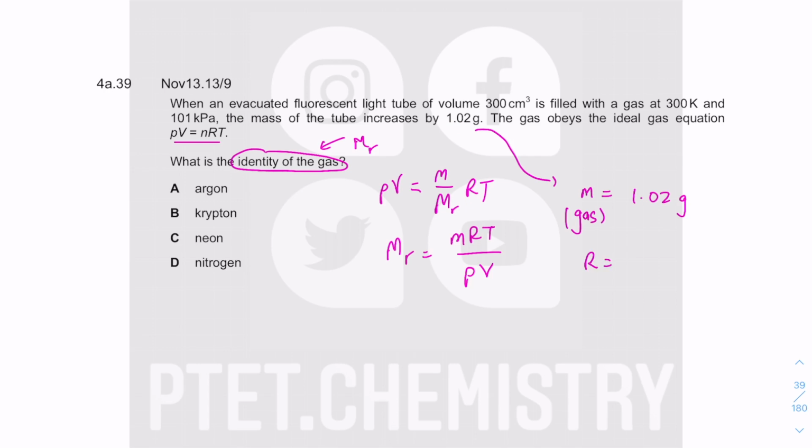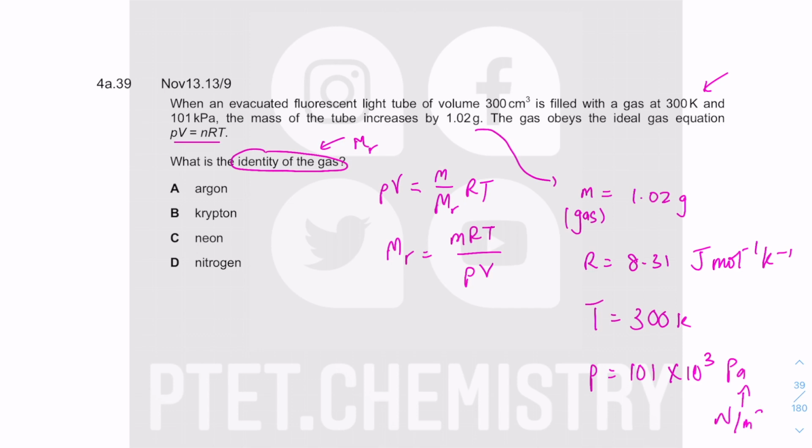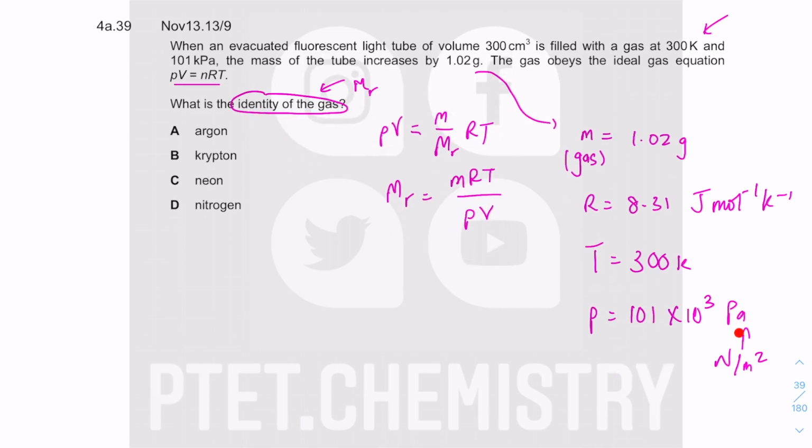The molar gas constant is given in the data booklet, 8.31 joule per mole per Kelvin. These are given in the data booklet. Your temperature will be in Kelvin, which is already provided. Your pressure has to be in Pascal or Newton per meter square. This is kilopascal. Kilopascal is not Pascal, so it's 101 times 10 to the 3 Pascal. Or you can express it in Newton per meter square, because 1 Pascal equals 1 Newton per meter square, but not 1 kilopascal. So we have to multiply by 1000.